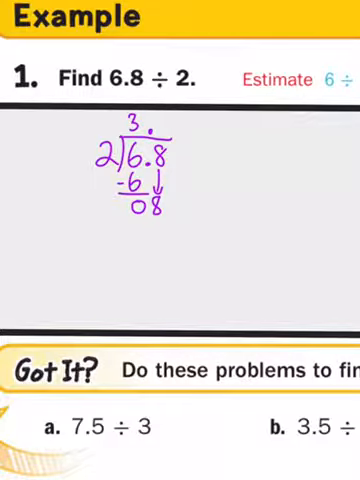Now the question is, how many times does 2 go into 8? Well, it goes in 4 times. And 2 times 4 is 8. Subtract 0, I'm done. I get my answer of 3.4.